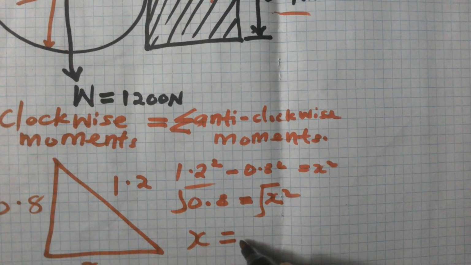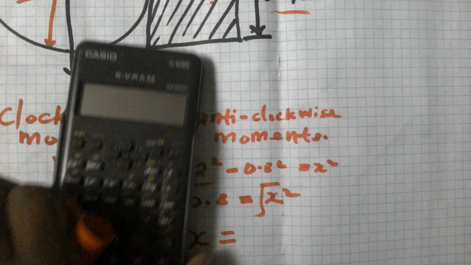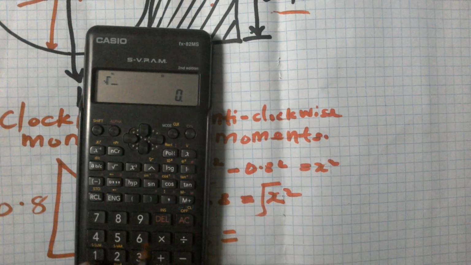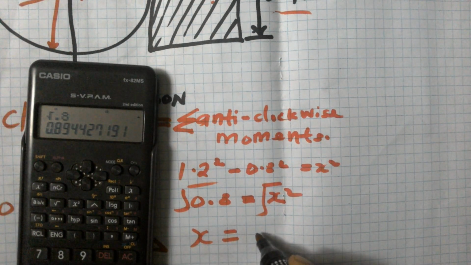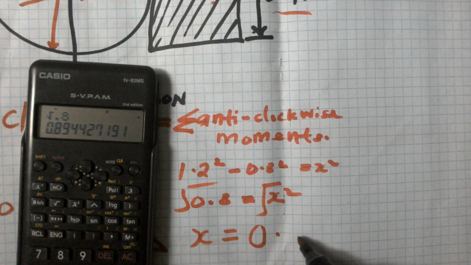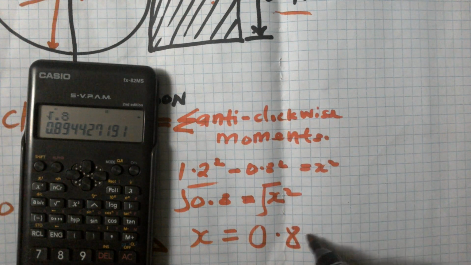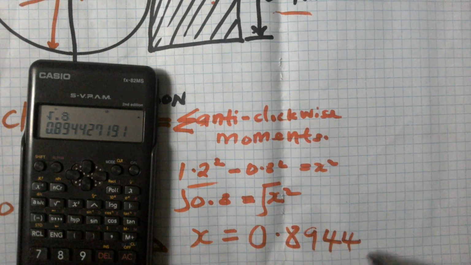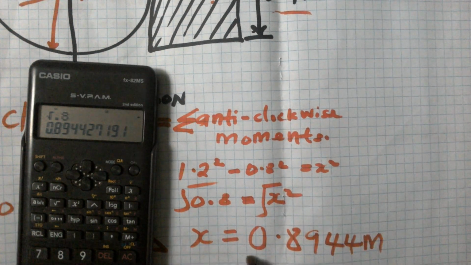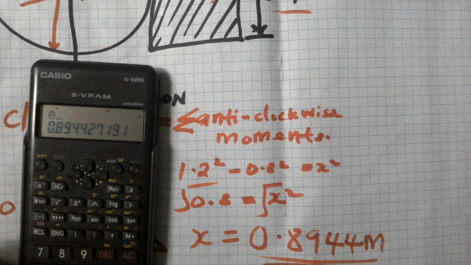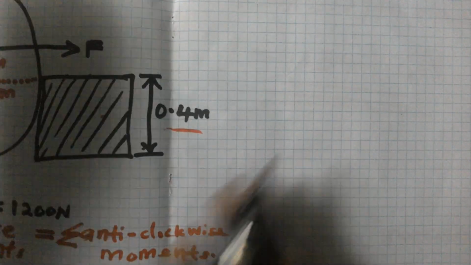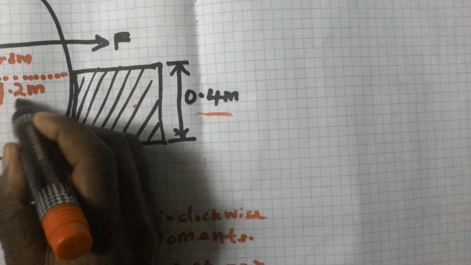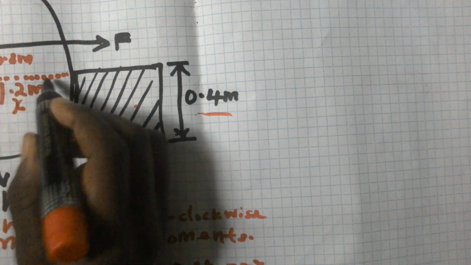x should be equal to, let me use my calculator so that we go faster. The square root of 0.8, you see the numbers, so we're going to have 0.8944 meters. Let us leave it in 4 significant figures. So that is that. Now we have found this distance as x, the distance x.